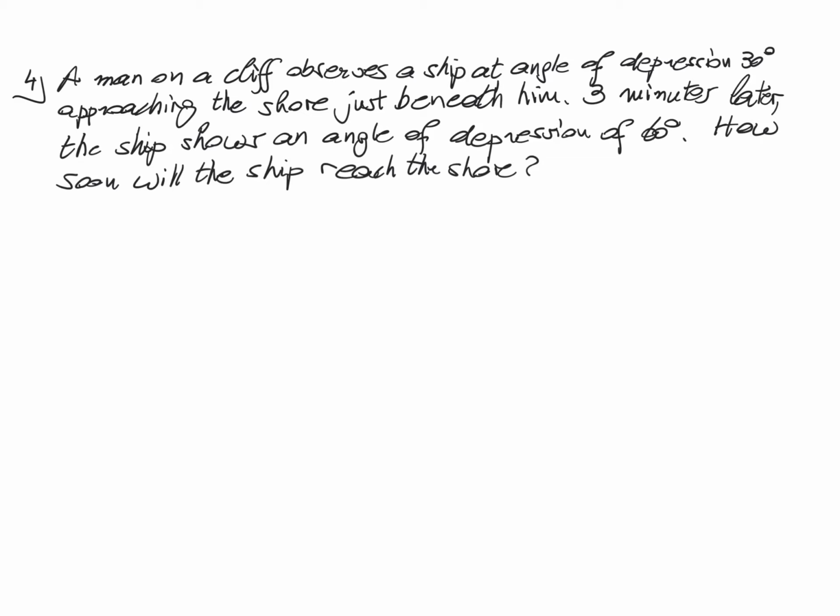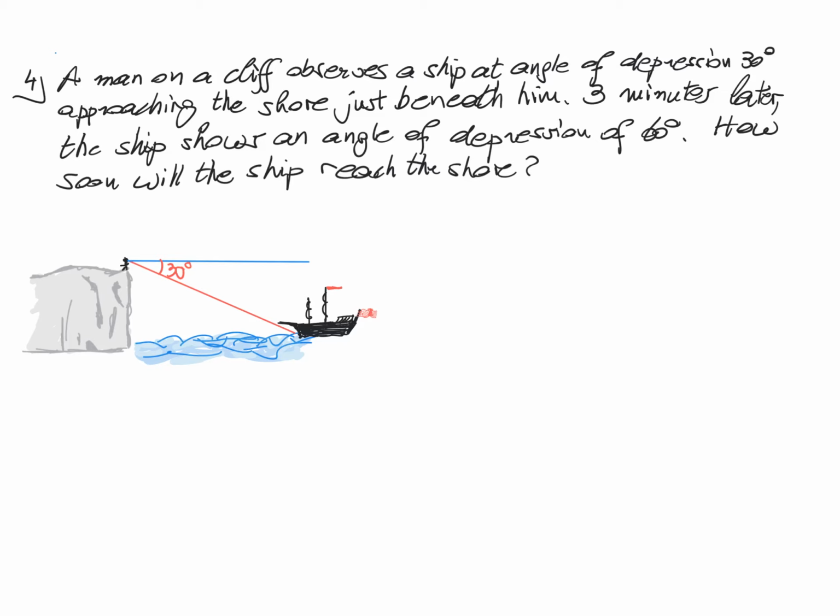For the last one, you have a man standing on top of a cliff, watching out over the sea, and he sees one of the ships approaching him. When he looks down at the ship, his angle of depression is 30 degrees. If he checks again 3 minutes later, the angle has changed to 60 degrees. Denote the viewpoint of the man by O, the bottom of the cliff by R. This point we will be calling Q, and the initial point here is P.